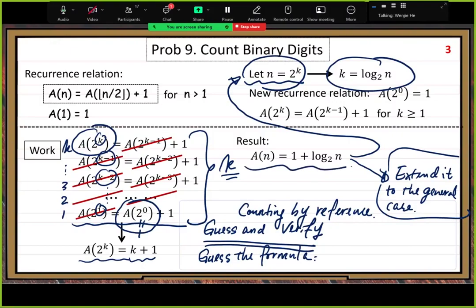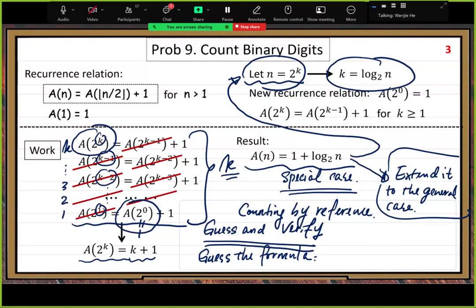The question: how do you guess the formula? This is a special case. We have a special case formula. From the special case to the general case, can you make a reasonable guess? When you make a guess, you need to base it on assumptions and known information. You cannot make some random guess.